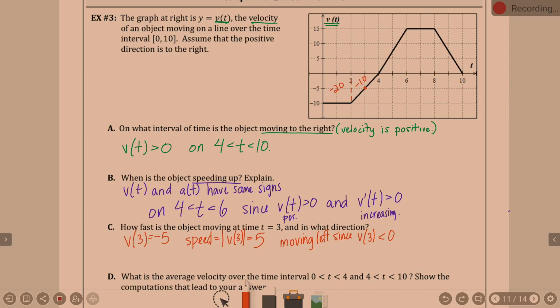Okay. Because this is a velocity graph, your area under the curve, in this case it's below the axis, your area under the curve is your total distance traveled. Okay, and that's what we're looking at there.